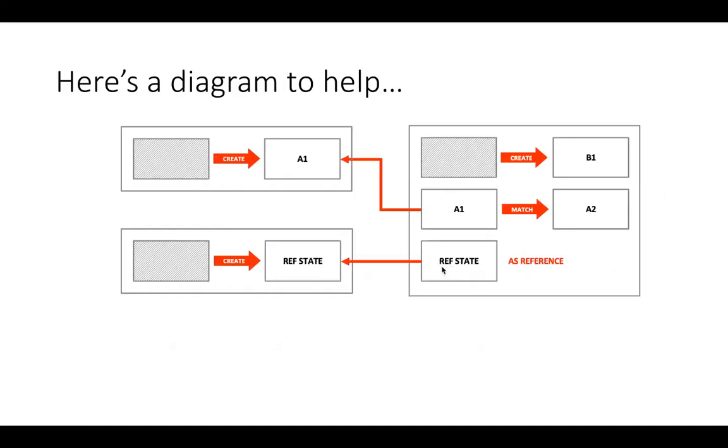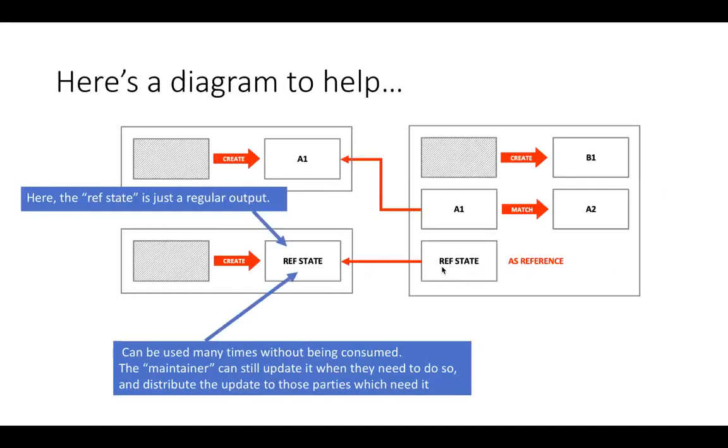So obviously, the input A1 links to the output A1 in the prior transaction, and likewise with the reference state as well. So here, just to reiterate, the reference state is a regular output state. There's nothing special about it. It just so happens that it becomes a reference state when it's used in the references list in the new transaction. Next, just to reiterate again, this reference state can be used as many times as needed before it's consumed, right? Before it's updated or consumed.